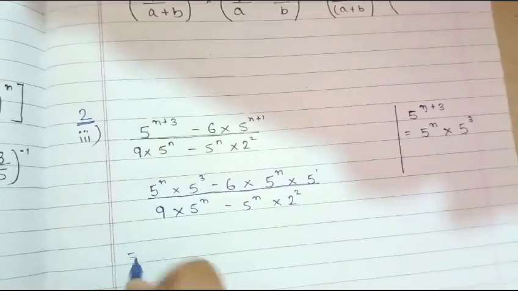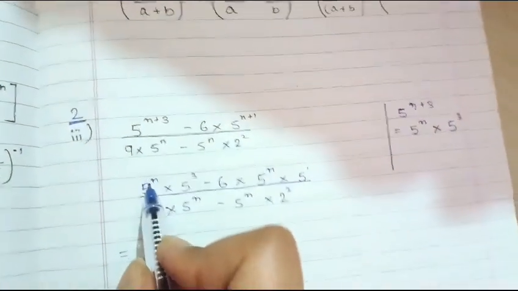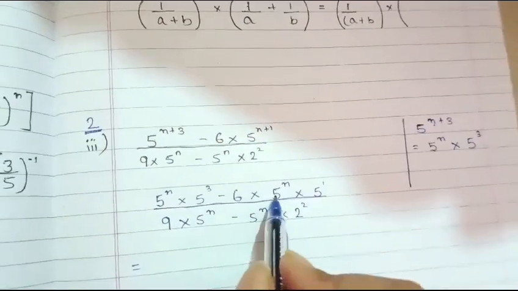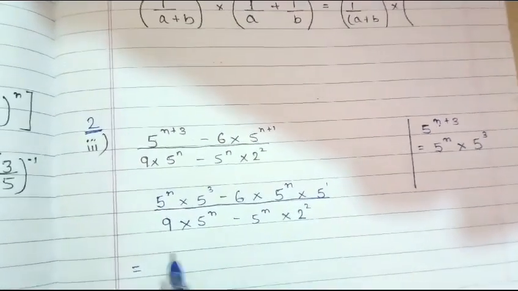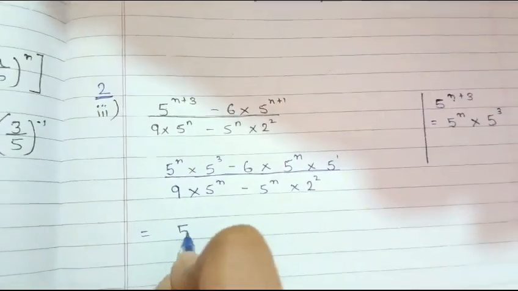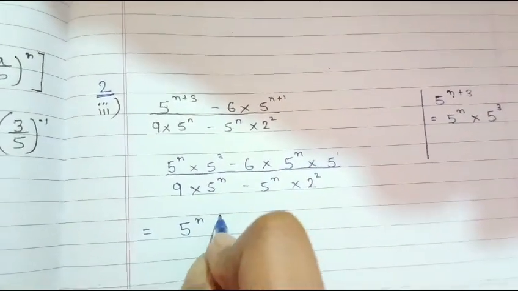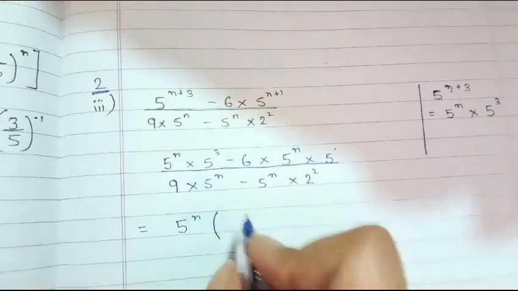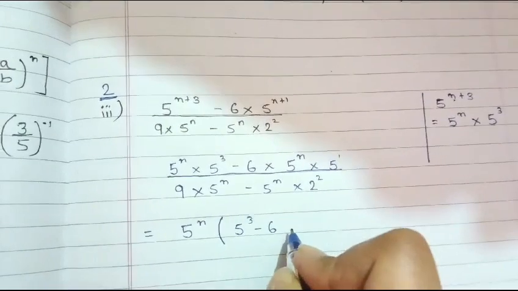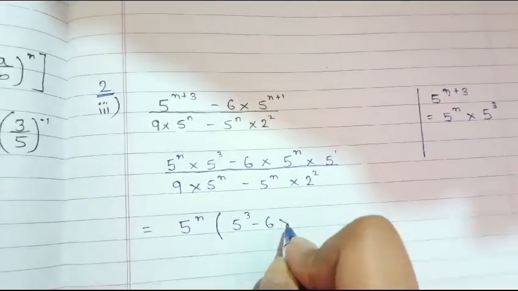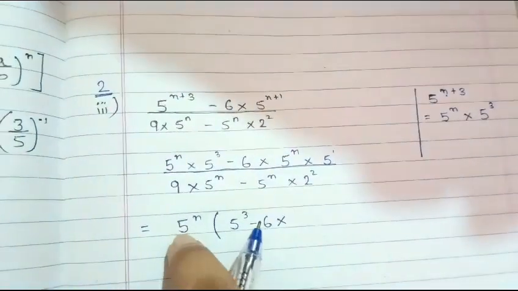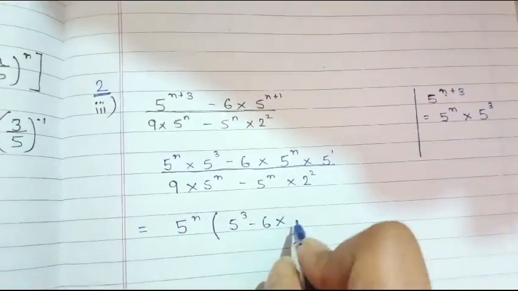Now you can see clearly that we have 5 to the power n in the numerator, and in the denominator also we have it, so we can take it out as common so that we can cancel it out. So 5 to the power n can be taken common. What will remain inside? We have 5 cube minus 6, multiplied by, 5 to the power n is common, right? So this has gone out. We are left with 5 to the power 1.